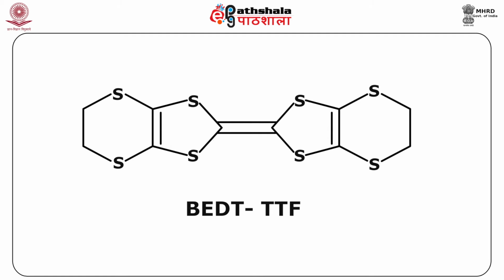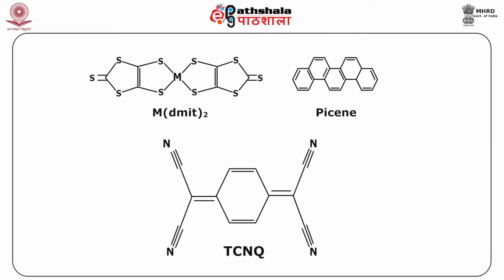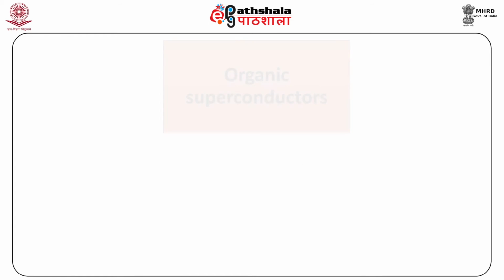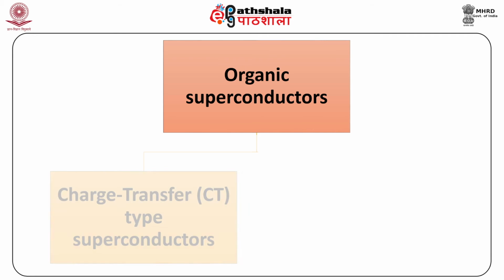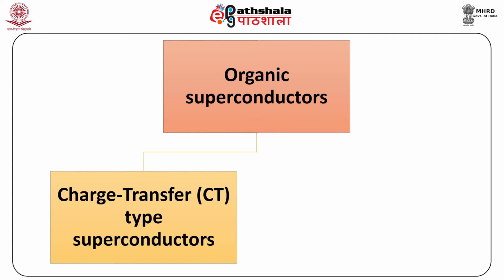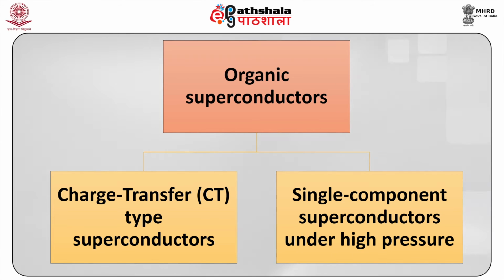the acceptor molecules such as C60, pyridine, M-dmit, 1,3-dithiol-2-thione-4,5-dithiolato, which is shown in the figures. The organic superconductors are classified into two groups: charge transfer type superconductors and single component superconductors under high pressure.